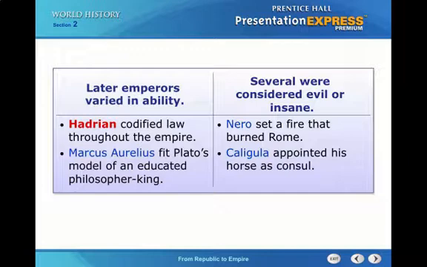You've got Nero, who set a fire that burned Rome to the ground. You've got Caligula, who appoints his horse as consul. He is flat out crazy, and he is not a nice person by any stretch of the imagination. He does some horrible, horrible things.